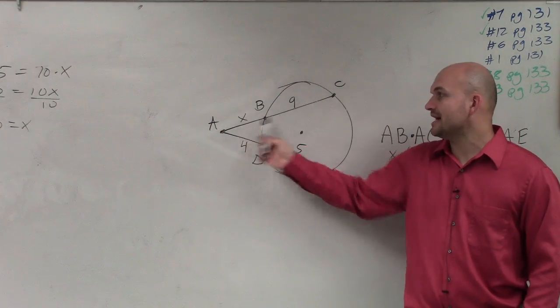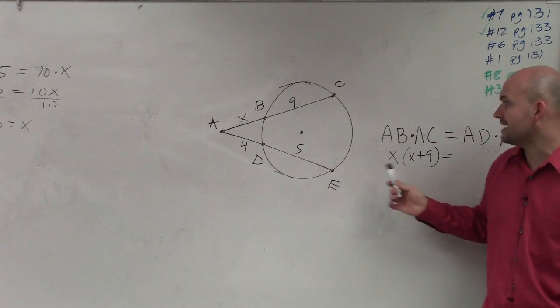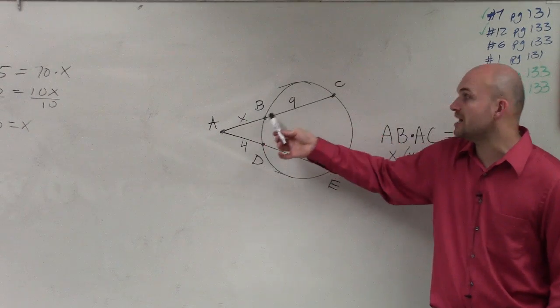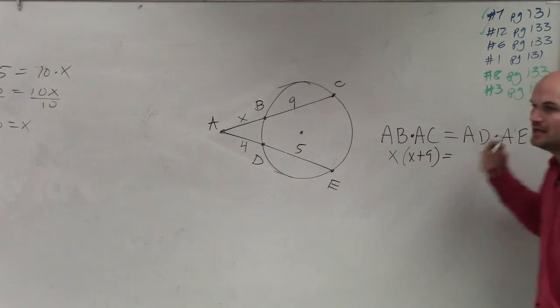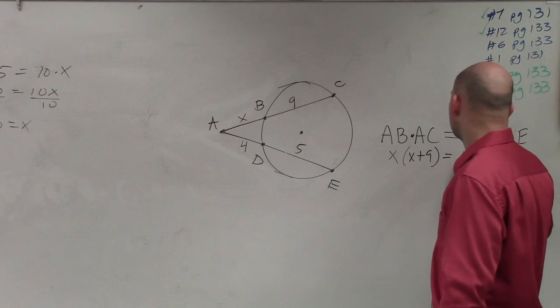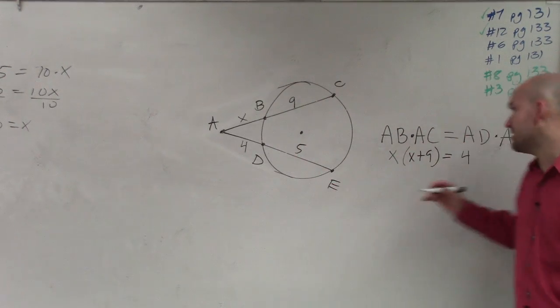A to B is the length x. B to C is the length 9. So AB is length x. But from A to C is going to be this length plus this length. So it's x plus 9. A lot of students will get confused and they'll say 9x. It's not 9 times x, Shayla. It's x plus 9. And then AD, in this case, is 4. But AE is 4 plus 5, which is 9.